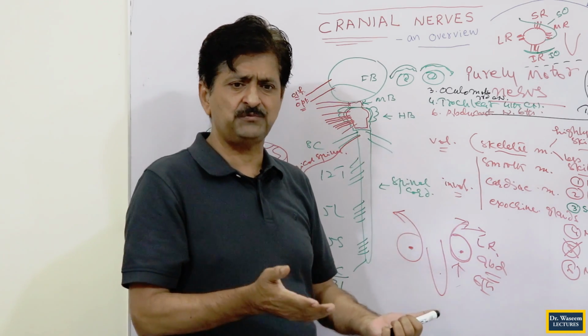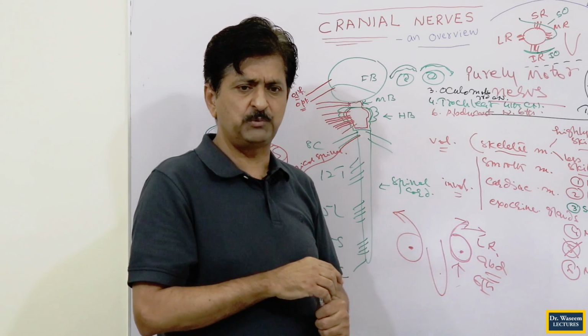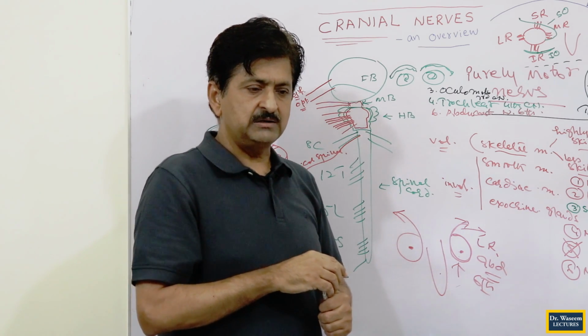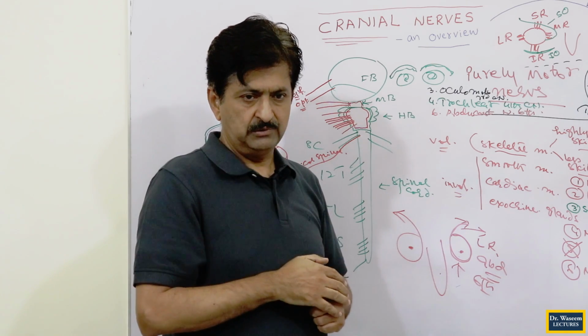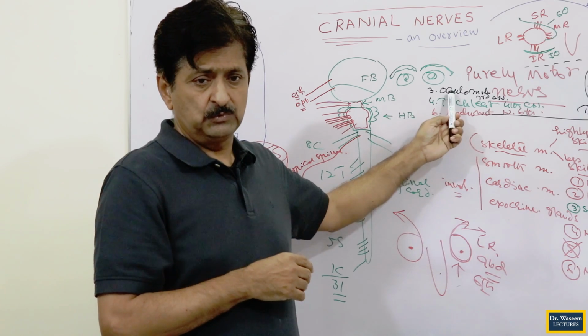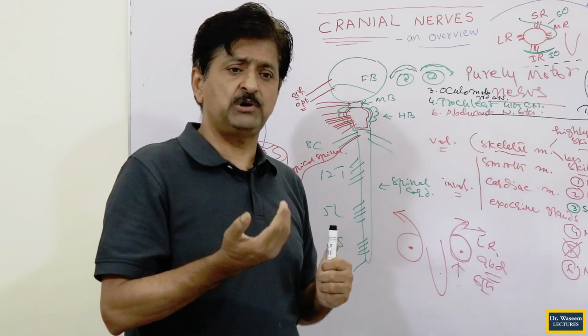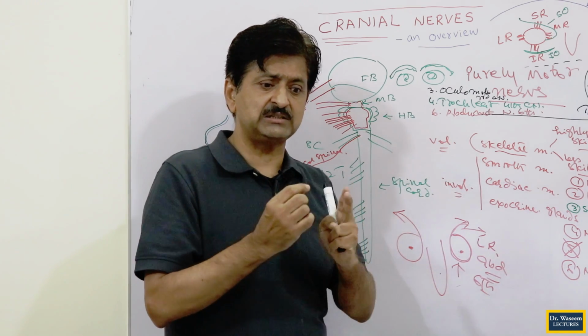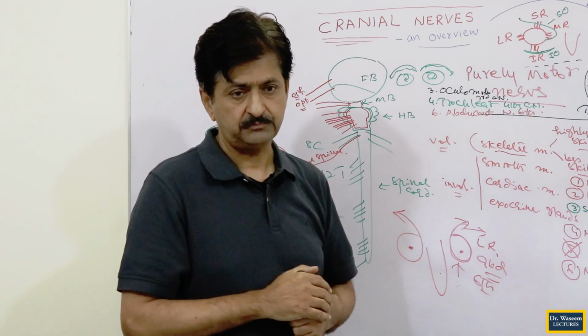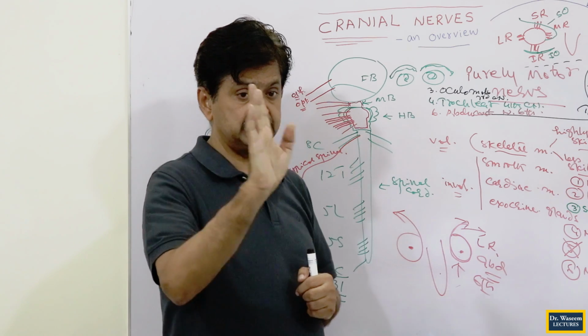You ask, what is the difference between purely motor and very purely motor? Very purely motor means it contains only one type of motor fibers. This is the only nerve among the purely motor ones which cannot be called very purely motor. The reason is that it is not just containing voluntary fibers, it contains involuntary fibers also. This is the only purely motor nerve which contains involuntary fibers.